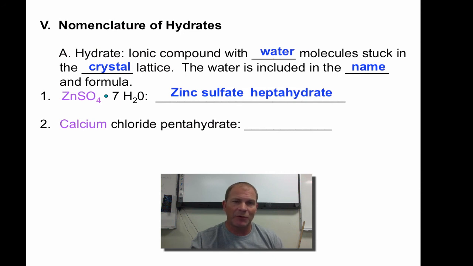Next, also go from name to formula. Well, name to formula, again, first of all, do the ionic compound. Calcium's in group 2, it's a 2+. Chloride's in group 17, it's a -1. A positive 2 plus -1, does that equal 0? No. I need 2 -1s. So my formula is CaCl2 dot, and then what's the prefix, what's the number for penta? 5, and then hydrate is water, so 5 waters.